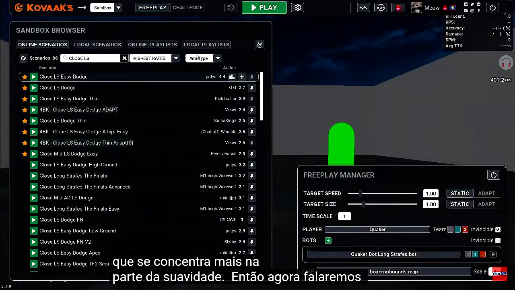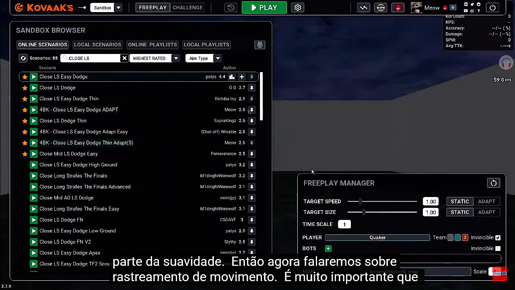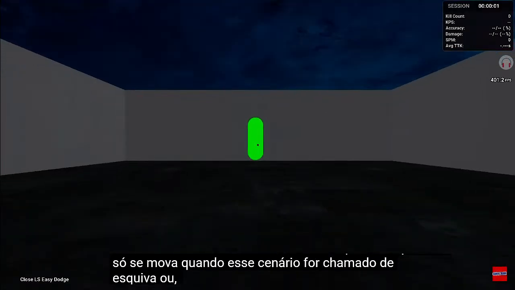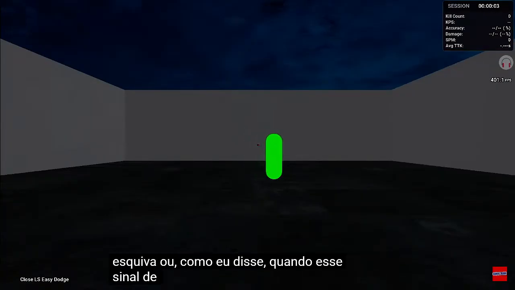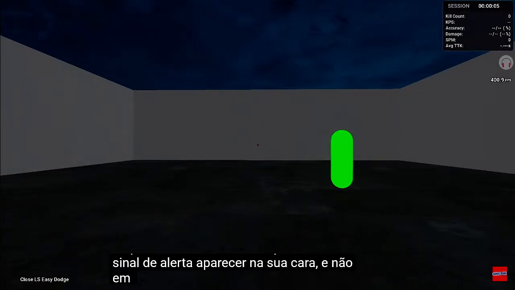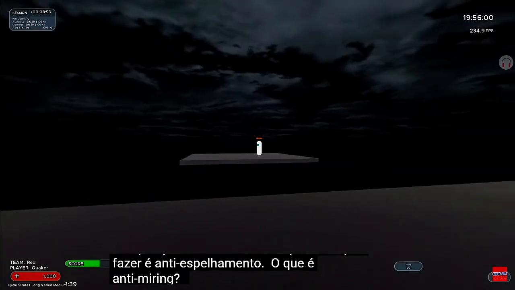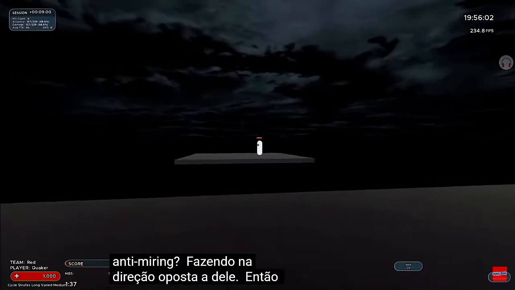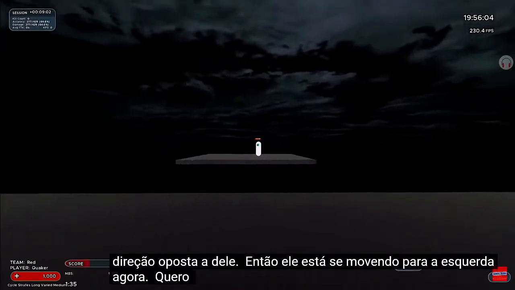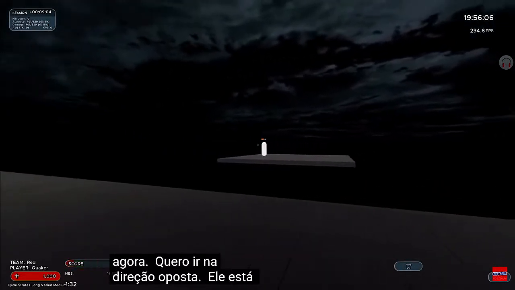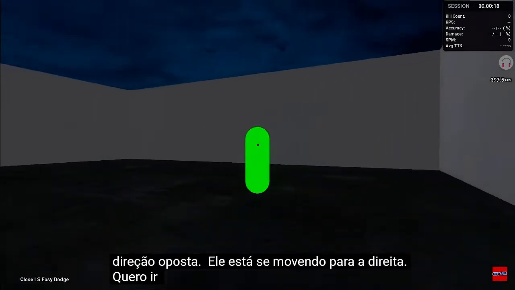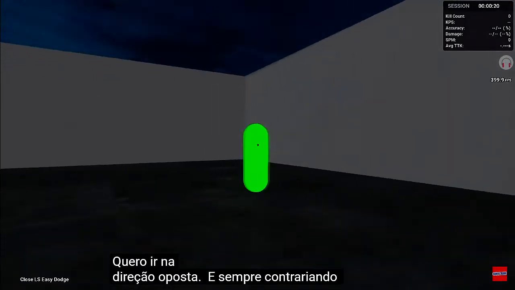So now we'll talk about movement tracking. It's very important that you only move when this scenario is called dodge, or like I told you, when this warning sign comes up in your face, not in any other scenario. What you want to do is anti-mirroring. What is anti-mirroring? Doing the opposite direction of him. So he's moving left right now. I want to be moving the opposite direction. He's moving right, I want to be moving the opposite direction, and always countering his movement.